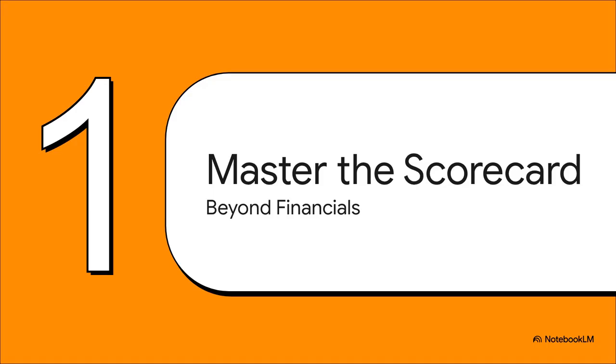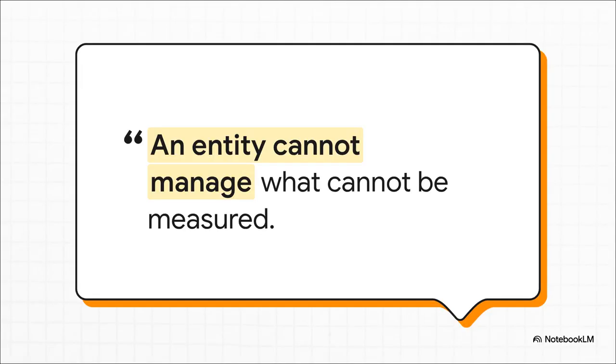Okay, part one, master the balanced scorecard beyond financials. Historically, businesses relied almost entirely on short-term financial metrics like net income. But here's the catch. Financial results are lagging indicators. By the time you actually see profits drop, the root cause of the problem has already been happening for months. So relying solely on short-term financials? Yeah, that's a massive strategic mistake.